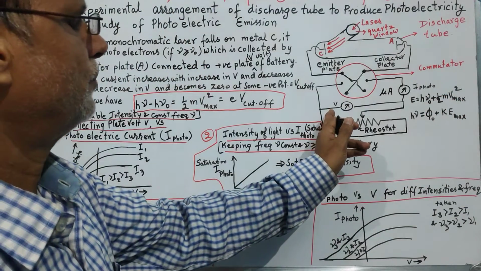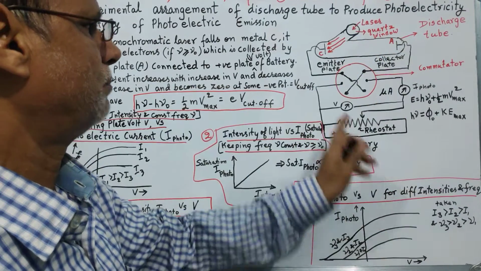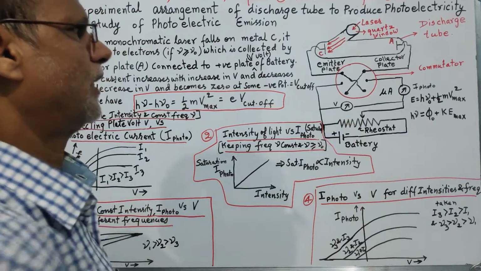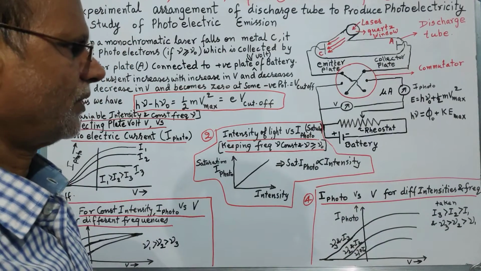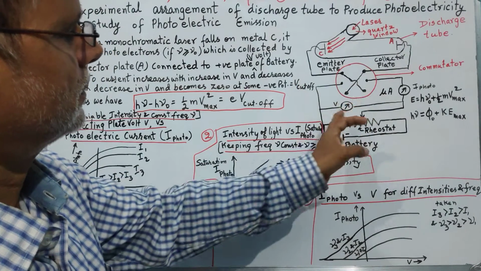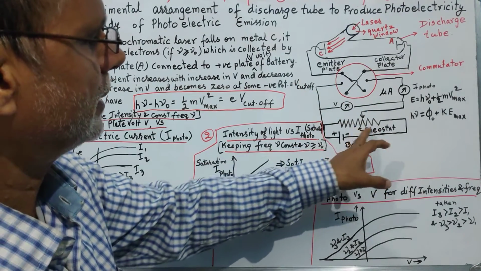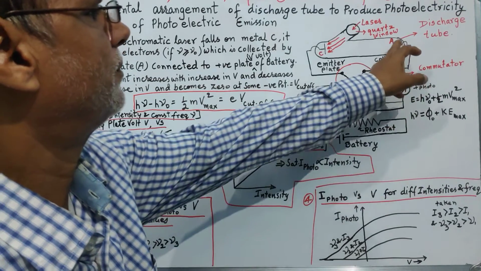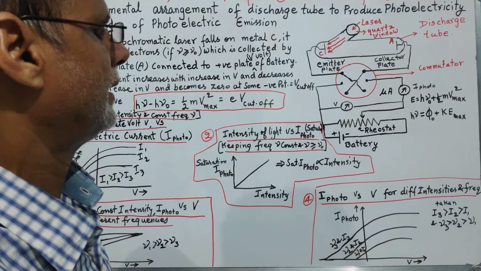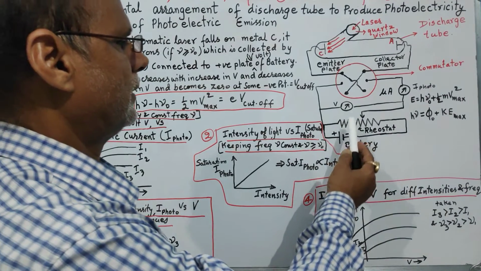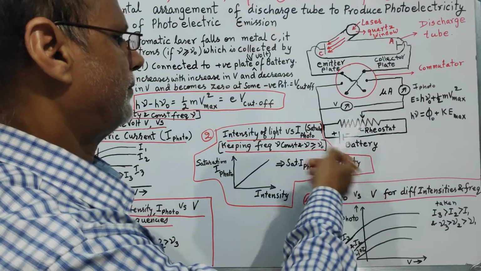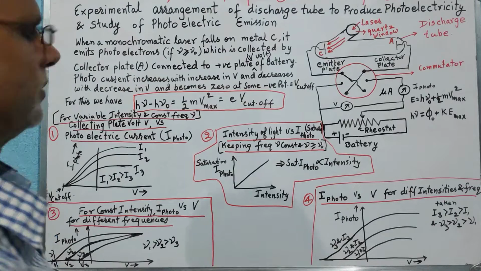The voltage applied across this collecting plate is measured by this voltmeter. This gives us the voltage V across the plate, applied by this battery. We use a rheostat to vary the potential of this collecting plate. It can be made positive or negative, depending on whether it is on the right half part of the rheostat or the left half part.